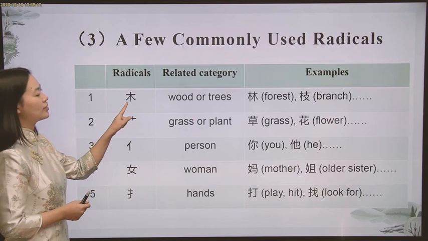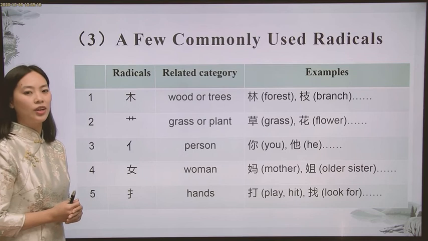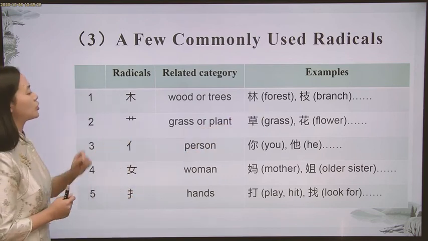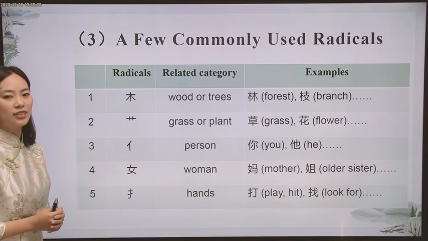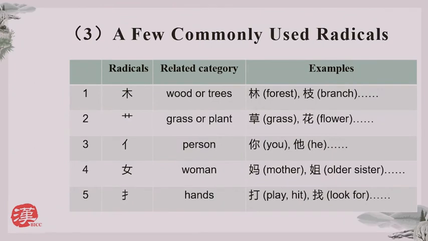The first one is related to wood or trees, such as 林, 枝. The second is related to grass or plants, such as 草, 花. The third is related to person, such as 你, 他. The fourth is related to woman, such as 妈, 姐. The last is related to hands, such as 打, 找.